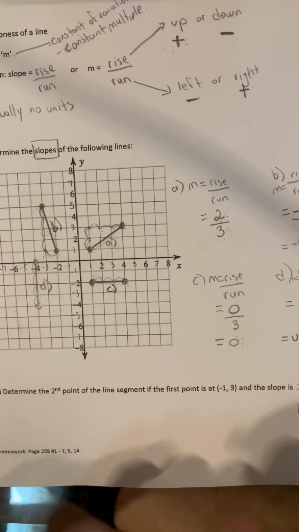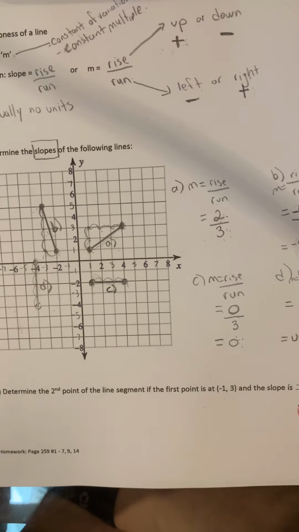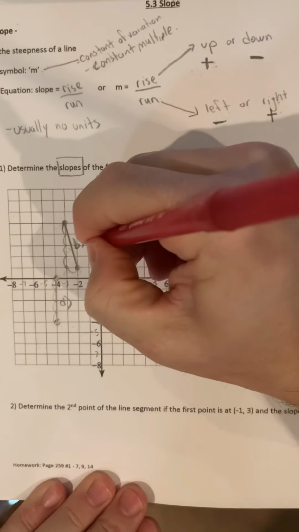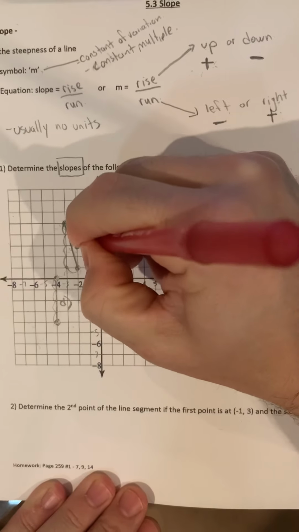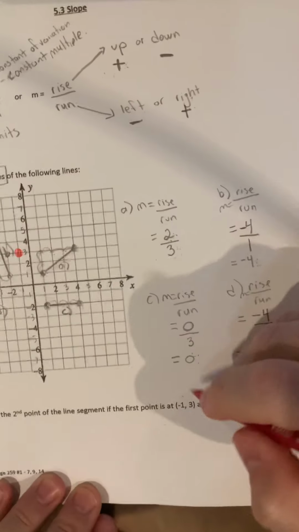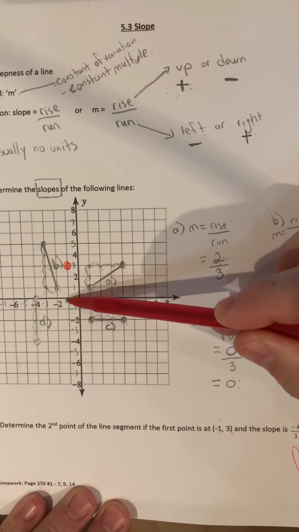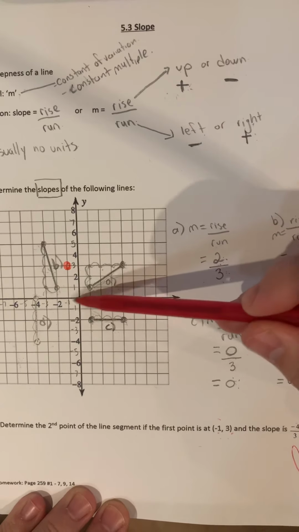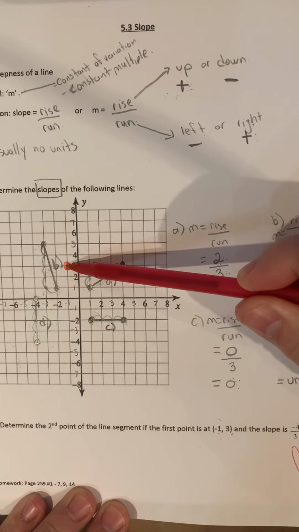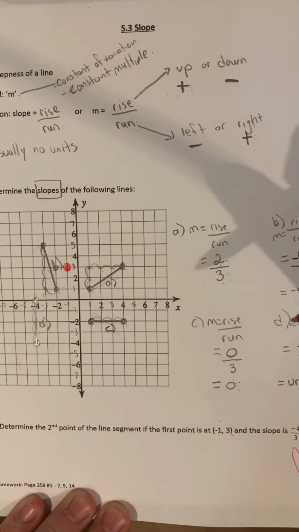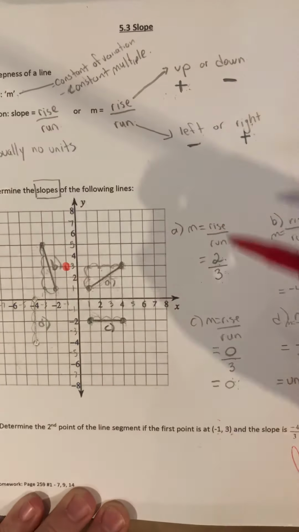So we're going to start at (-1, 3). So (-1, 3) is here. -1 we do on the x, and then up 3. So -1 is your x, up 3 on your y. That's our first point.